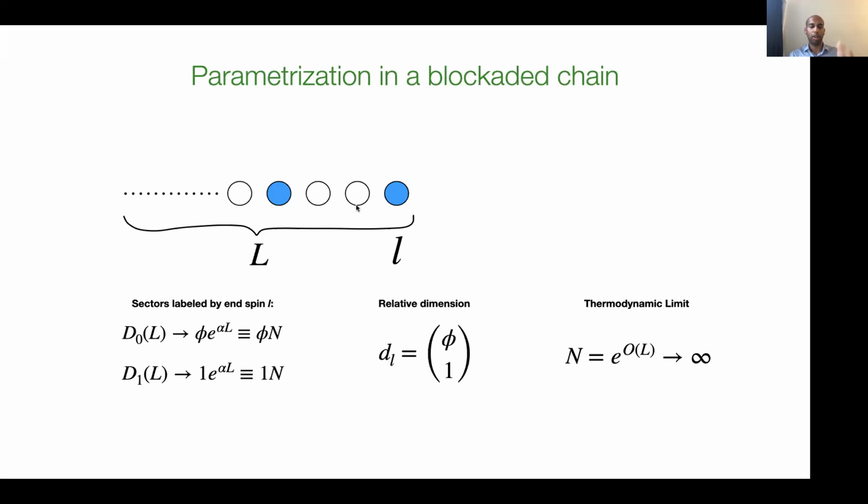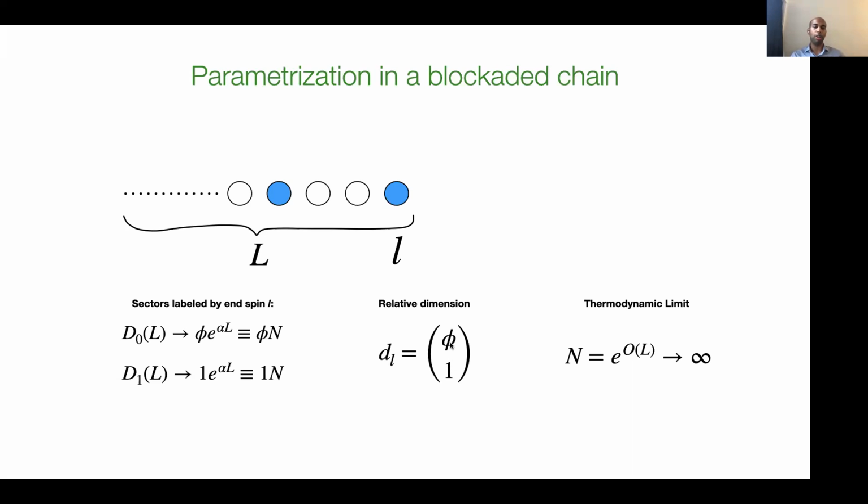Because if your end spin was up and the only thing you can do is add in a down spin, you cannot add an up spin. So it doesn't really change much. But if your end spin was down, you can add either an up or a down. So your Hilbert space grows in a different way depending on what your end spin was. And in the blockaded chain, the relative dimension of your two Hilbert spaces is given by phi and 1, where phi here is the golden mean.